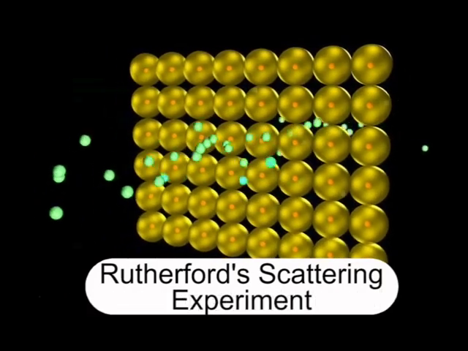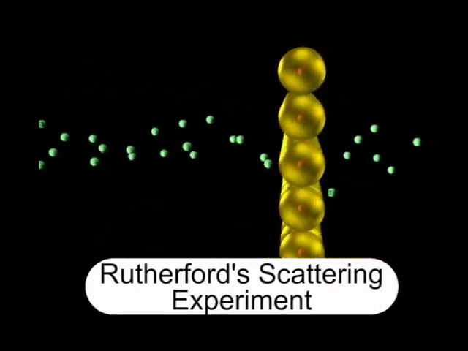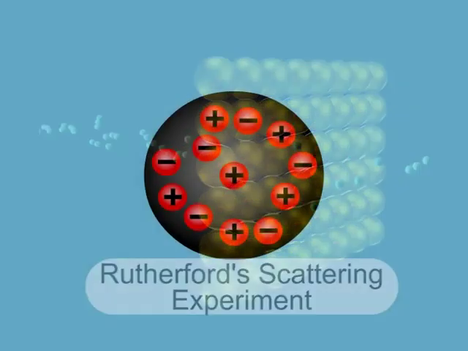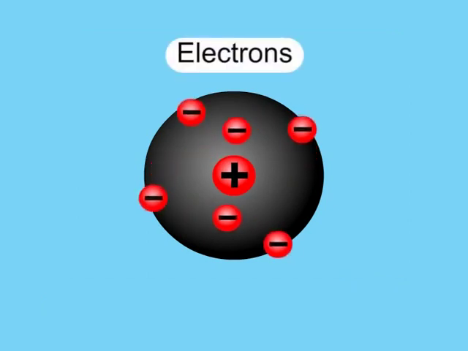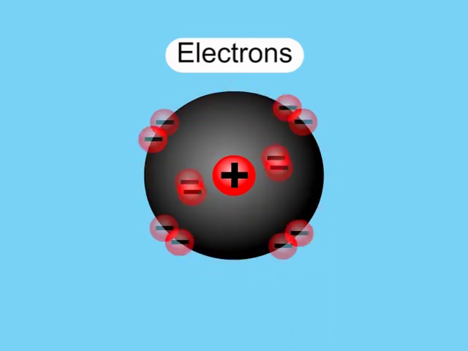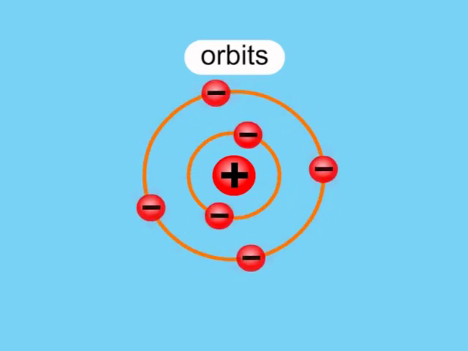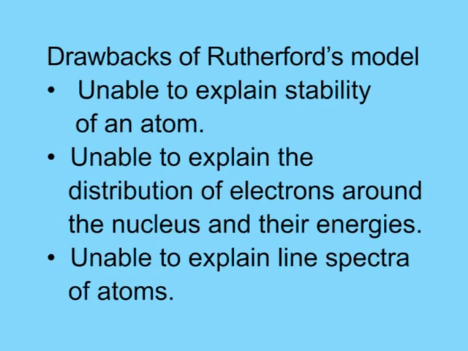On the basis of Rutherford's scattering experiment, Rutherford proposed an atomic model. It states that a positively charged nucleus is present in the center of an atom and electrons revolve around the nucleus at high speeds in circular paths called orbits. But this model failed due to the reasons shown on the screen.